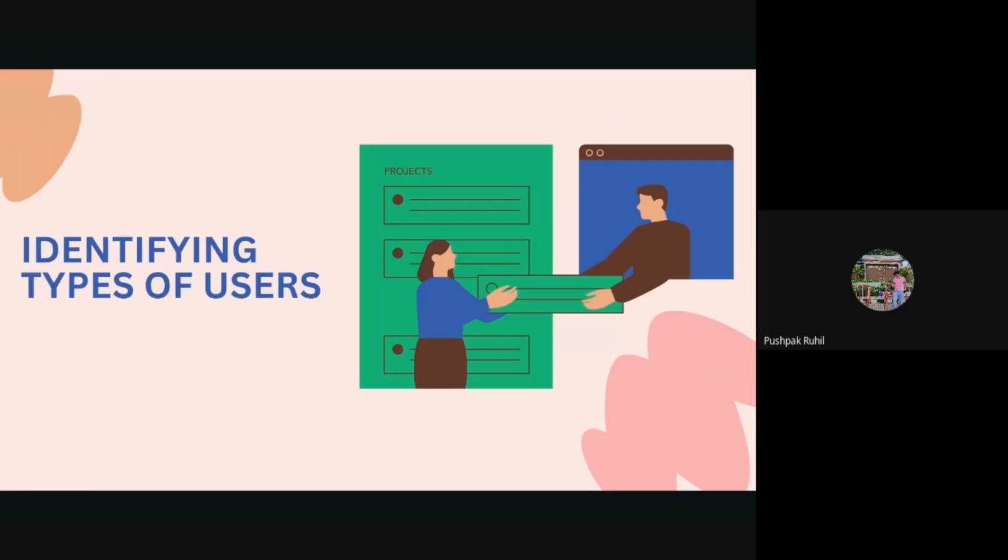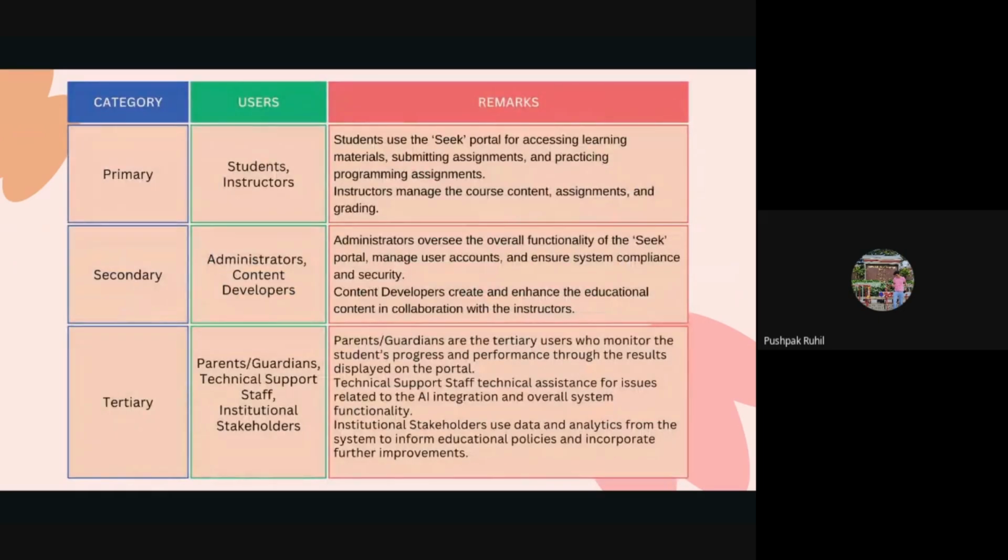The first thing in how we started dealing with the project was identifying the types of users that we had. We have three different categories of users: primary, secondary, and tertiary. In our particular use case, the primary users are students and instructors. Secondary would be administrators and content developers. Tertiary would be parents, guardians, technical support staff, and institutional stakeholders. We have added some remarks to it. I will not get too much into the details because I want to quickly go through the slides and give an overview along with my team.